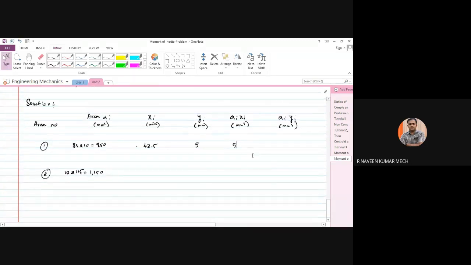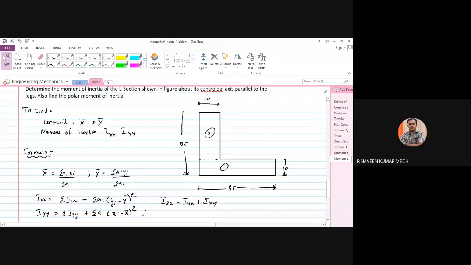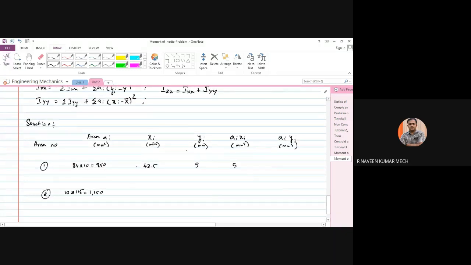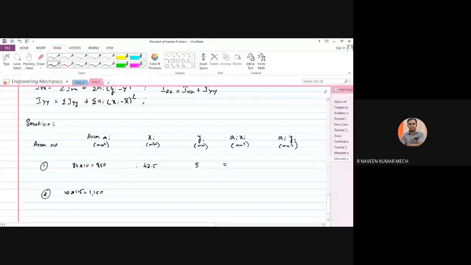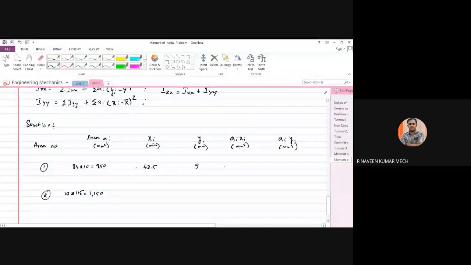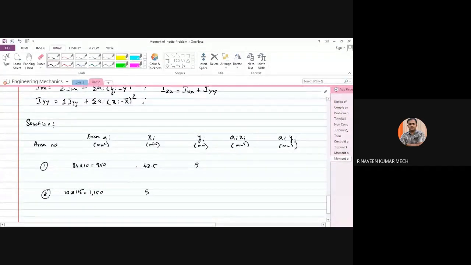Y there is 115 divided by 2. What is the value of 115 divided by 2? 57.5. Here plus 10. So here it is 5 plus 10, so you can write 67.5.